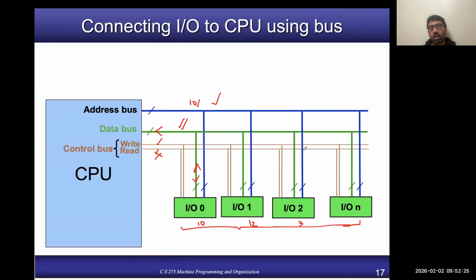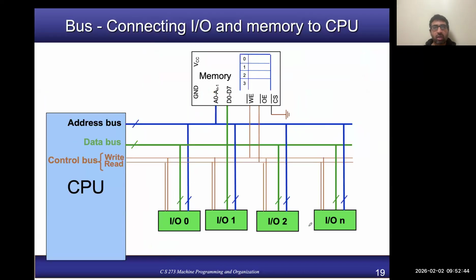We said, okay, we can use the same address bus, data bus and read write signal with all the IO devices. And then how are IO devices differentiated from each other? Based on the address, right? And how is the operation differentiated? Based on the value of the read or write signal. So we can do the same thing here.